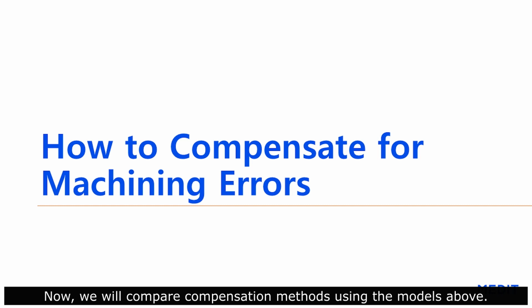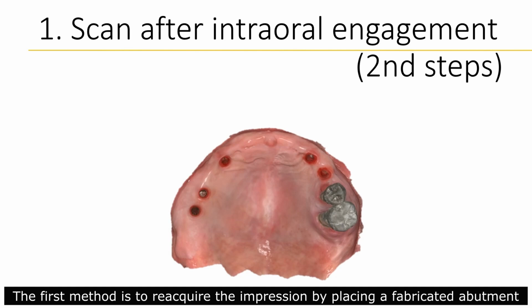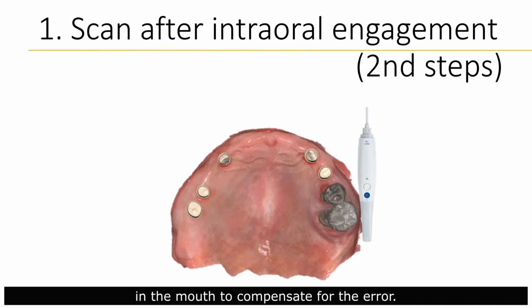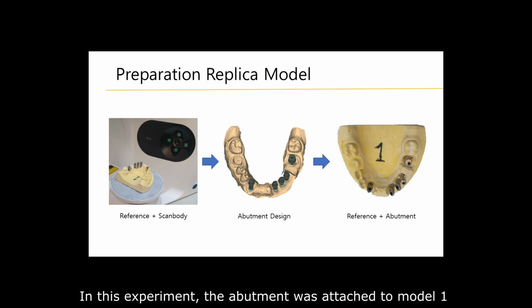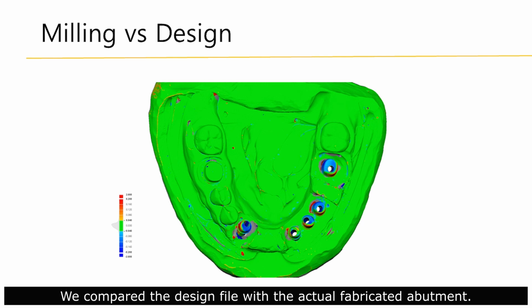Now we will compare compensation methods using the models above. The first method is to reacquire the impression by placing a fabricated abutment in the mouth to compensate for the error. In this experiment, the abutment was attached to model number 1 and a table scan was performed on behalf of the patient. We compared the design file with the actual fabricated abutment. It was found that the abutment machining error was over 200 micrometers laterally.